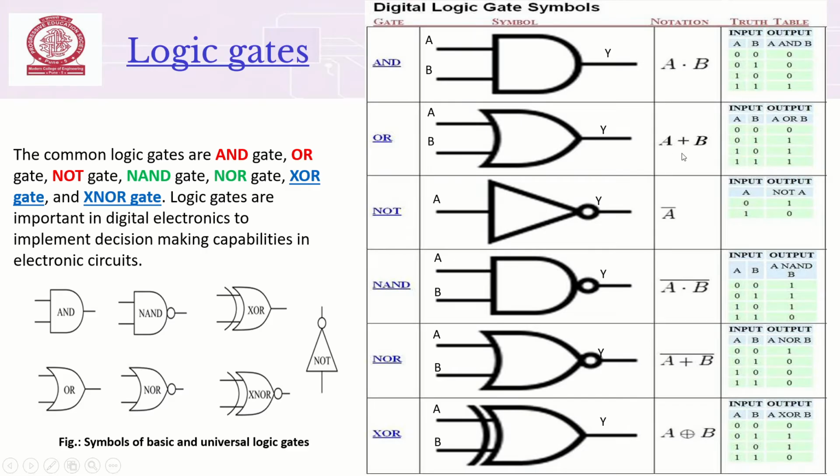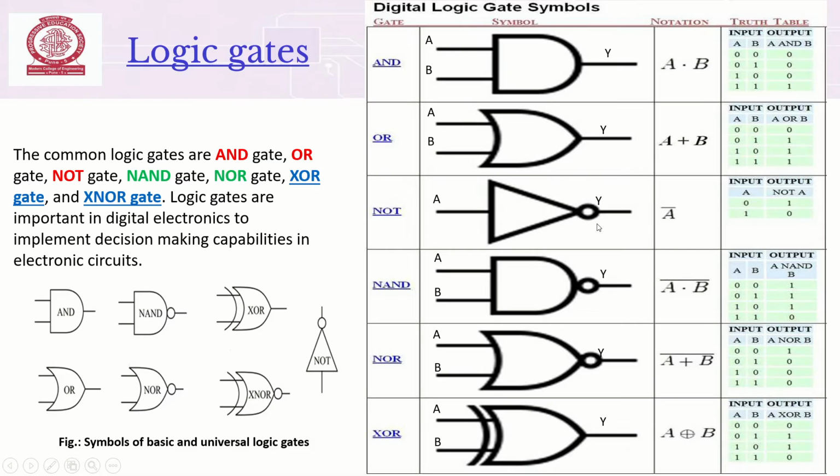Next is the OR gate. OR is what? A plus B. So you'll add both the numbers. 0 plus 0 is 0, 0 plus 1 is 1, 1 plus 0 is 1, and 1 plus 1 is 1. We have studied in addition that for 1 plus 1 the sum is 0 and the carry is 1, but here we have a truth table, so here you have to consider it as 1.